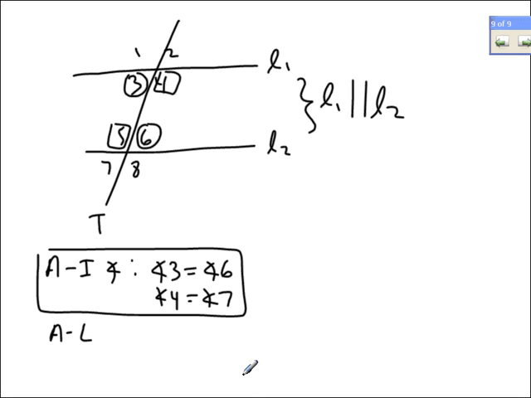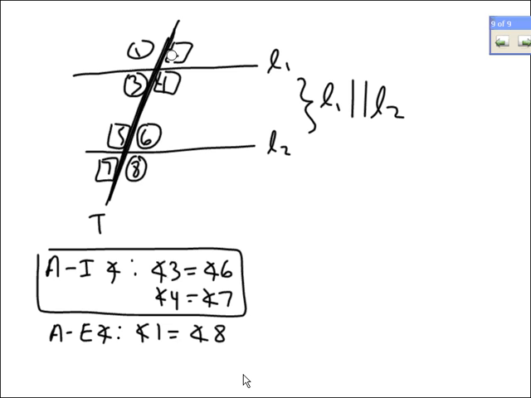Now, alternate exterior angles, they're equal. Angle 1 is exterior, and angle 8 is exterior. And they lie on different sides of that line. Oh, you mean they're equal? Again, the lines have to be parallel. Likewise, angle 2 and angle 7 are exterior angles, and they lie on opposite sides of the line. Oh, they're equal. Angle 2 is equal to angle 7.